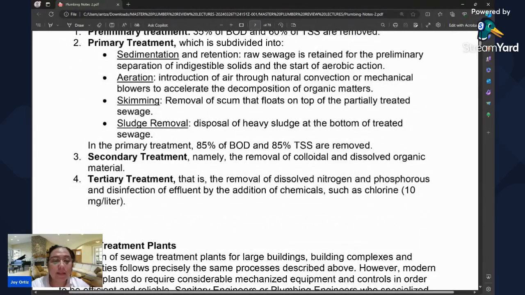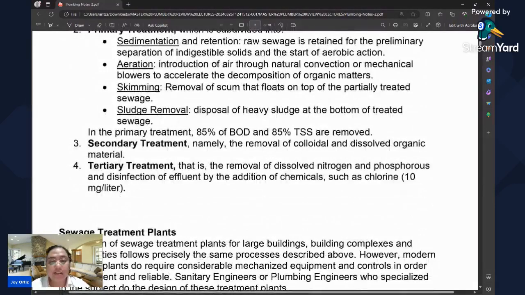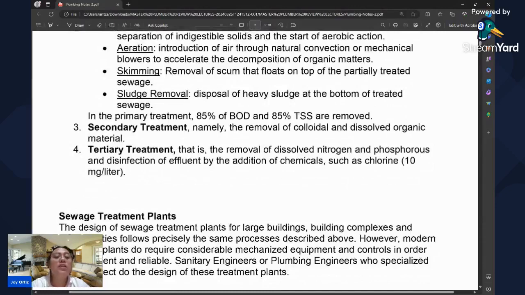Now, the secondary treatment is the removal of colloidal and dissolved organic materials. And the fourth is the tertiary treatment, that is the removal of dissolved nitrogen and phosphorus and disinfection of effluent by the addition of chemicals such as chlorine. So in the tertiary treatment, dito na natin nilalagay ang chlorine, 10 milligram per liter.